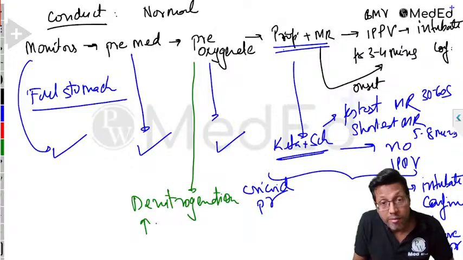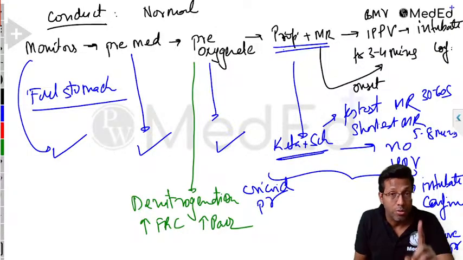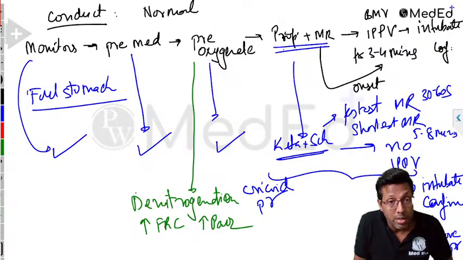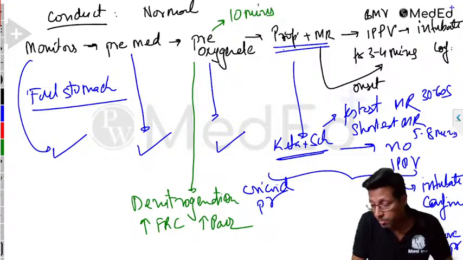It increases the FRC. It increases the PaO2, and it prevents hypoxia for almost 10 minutes. A normal patient will desaturate in 4 minutes, and with this pre-oxygenation for 10 minutes you get time. That is the meaning. Okay.